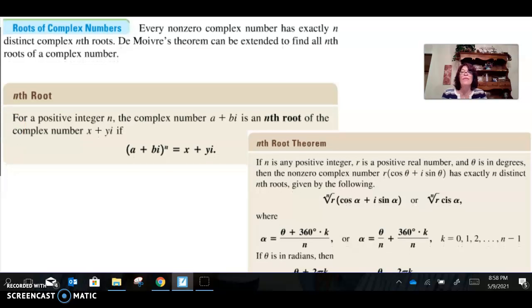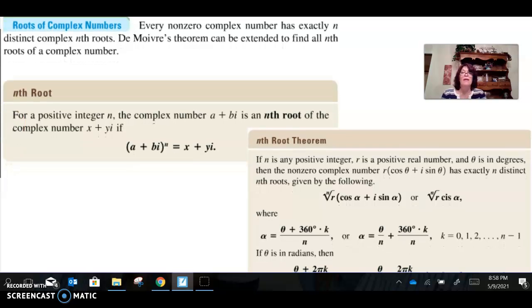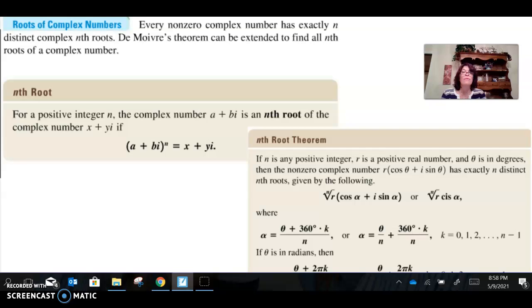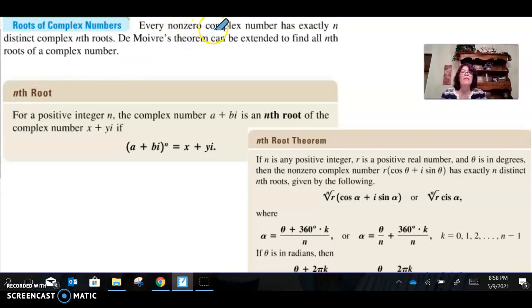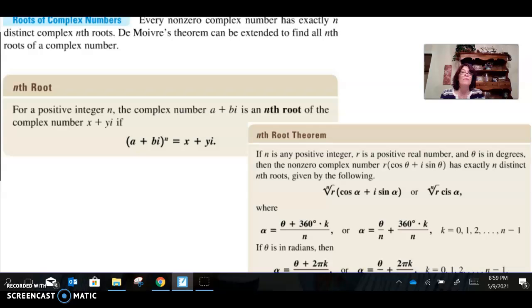Now to take the nth root of a complex number. Every non-zero complex number has exactly n distinct complex nth roots. So square roots have 2, cube roots have 3, fourth roots have 4, because they're complex. Every non-zero complex number has exactly n distinct complex nth roots.